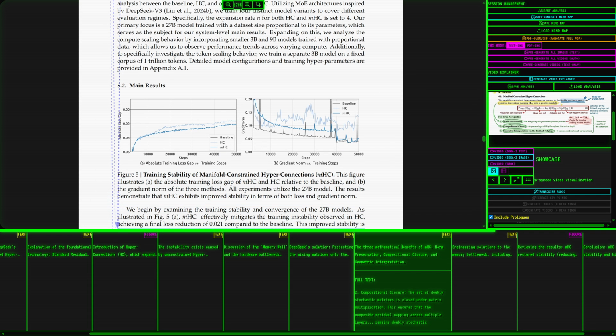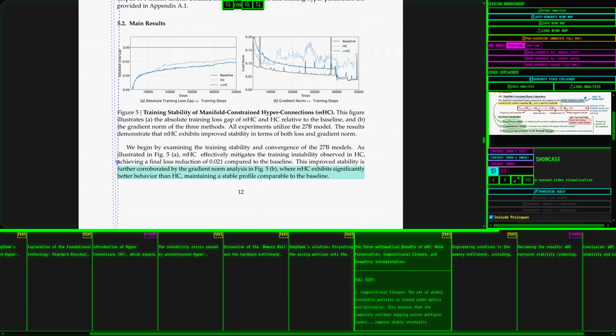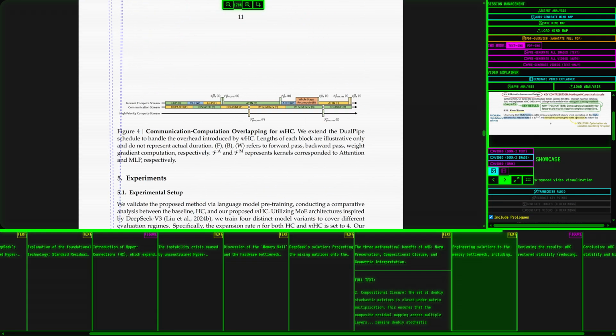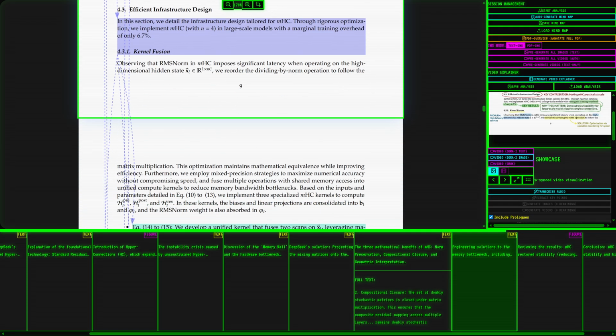With MHC, the maximum deviation in that same metric was tightly controlled. It peaked at about 1.6. From 3000 down to 1.6. It's a reduction of three orders of magnitude. They took an unstable, chaotic mess and turned it into a predictable, well-behaved system.